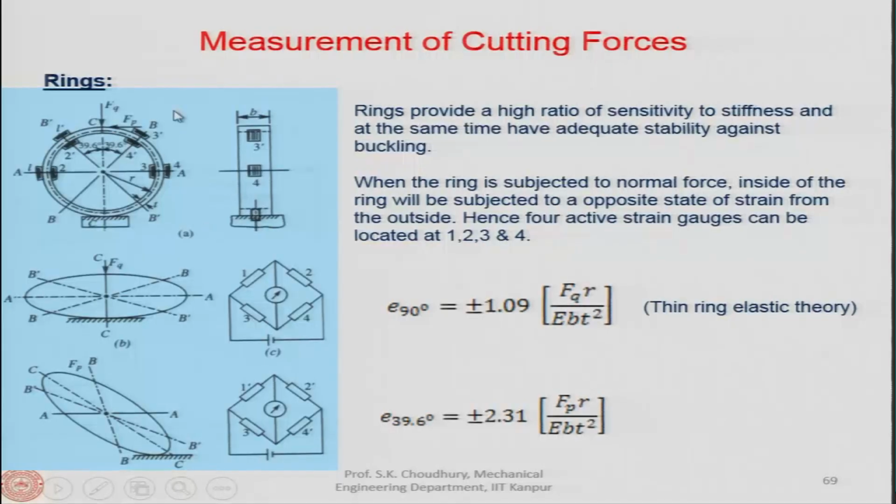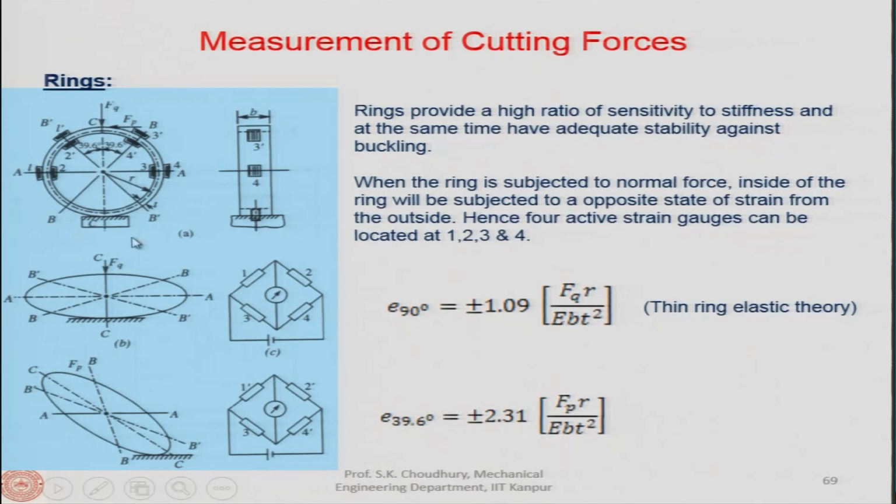Now, let us see the measurement of cutting forces when a ring type structure is used. Here you can see that there is a ring type structure, and this ring type structure is rigidly mounted on the base somewhere. This structure has the pitch circle diameter 2r, and it has the thickness, small t, and the width of this is b, because it has been shown in this view, it is the b.